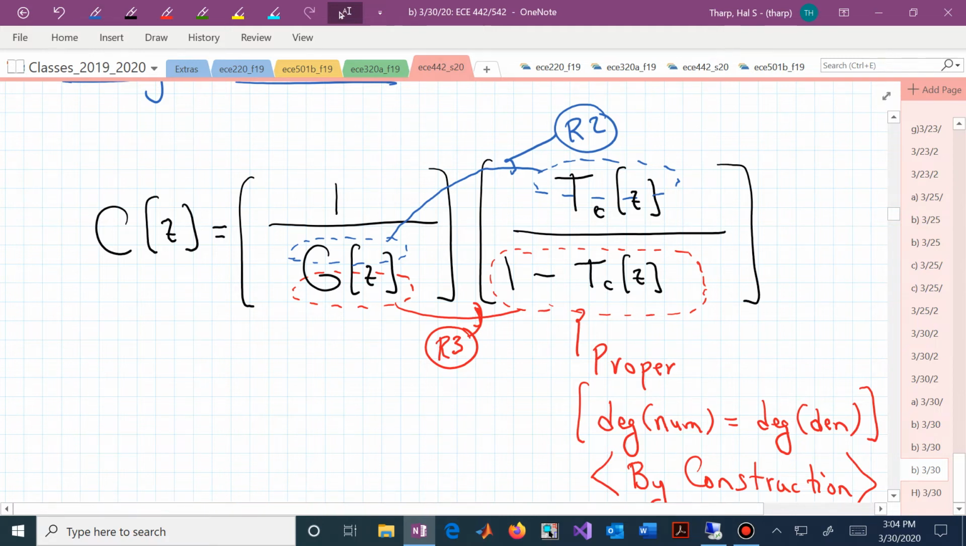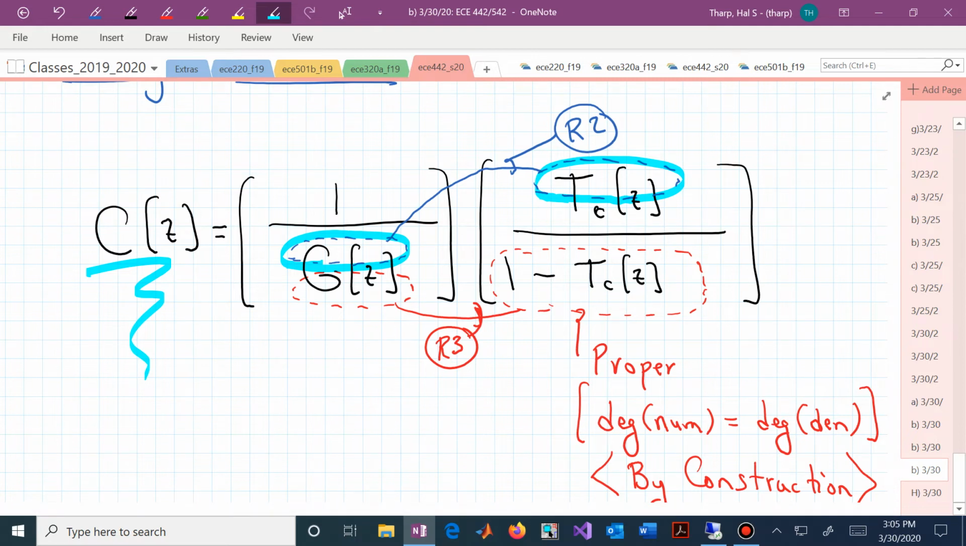Likewise, restriction 2 says if you have unstable zero factors in your plant, which is what is right there, that's the numerator of G of z, what you want to do is retain those unstable zero factors in T sub c of z. Now T sub c of z will cancel those factors in G of z, and that will keep them from appearing in C of z so that they no longer will be canceled by poles of your controller C of z.